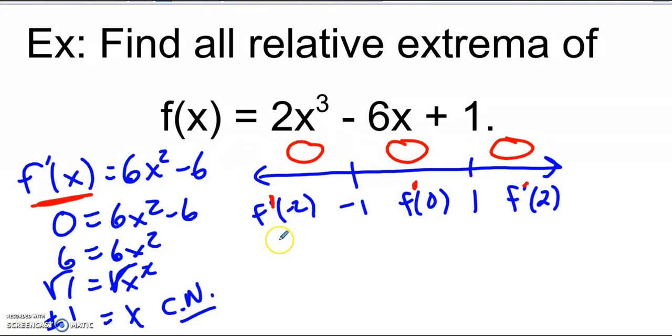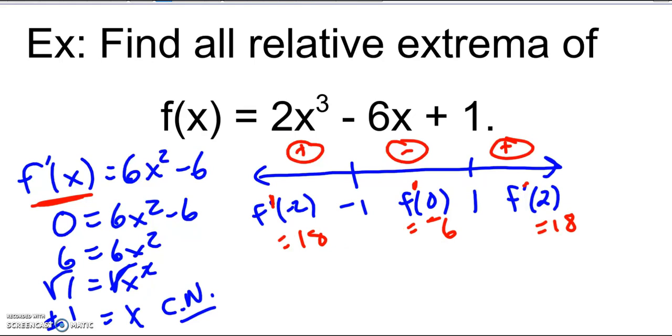And you should have gotten 18, negative 6, and 18. So increasing, decreasing, increasing. Again, it doesn't necessarily matter what these values are. We just really care whether they're positive or negative.